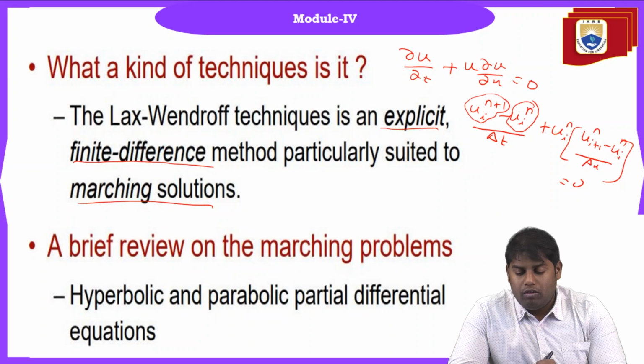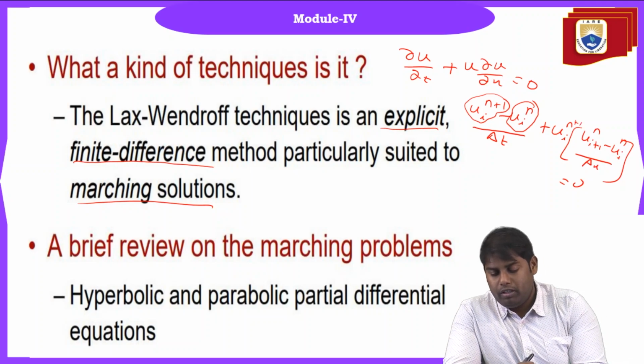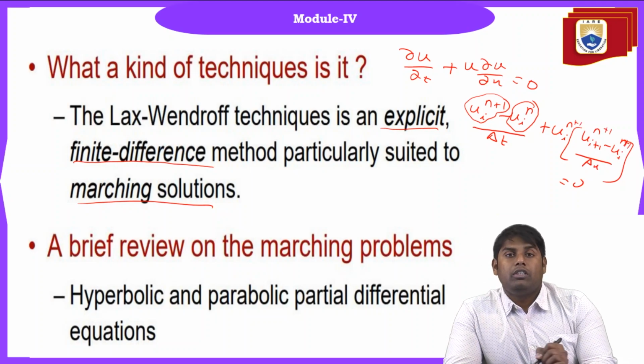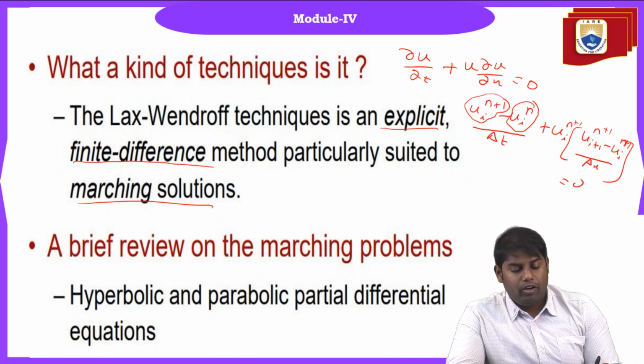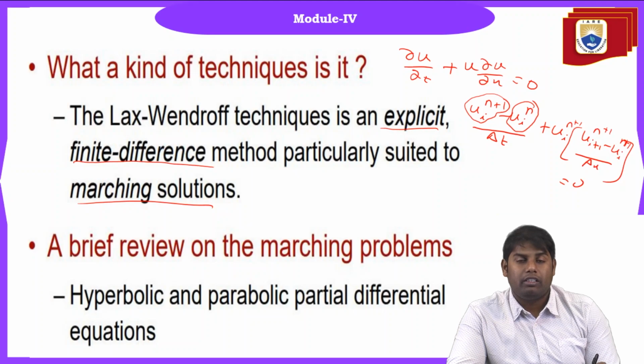So here we have three parameters, of which one parameter is unknown and the remaining two are known values. So the number of unknowns is less compared to known values. That is the meaning of an explicit scheme. If you see an implicit scheme, here you will get n+1, here n+1, here n+1. That is the meaning of an implicit scheme, where we have more unknowns compared to known values. Therefore, the Lax Wendroff technique is an explicit finite difference method, which is suitable for marching solutions.